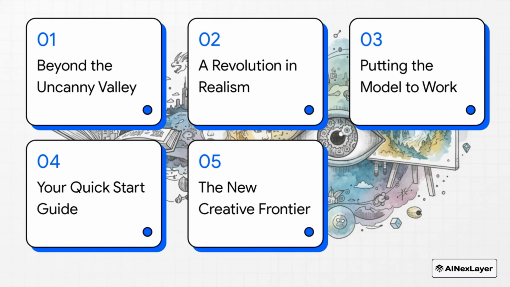So, here's our game plan. We'll start by looking at those classic flaws that give AI images away, then dive into how this new model is just blowing past them. After that, we'll put it to the test with some really complex prompts, give you a quick start guide to get it running yourself, and finally, we'll talk about what this all means for the future of creativity.